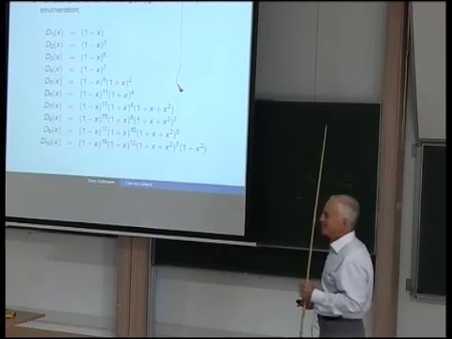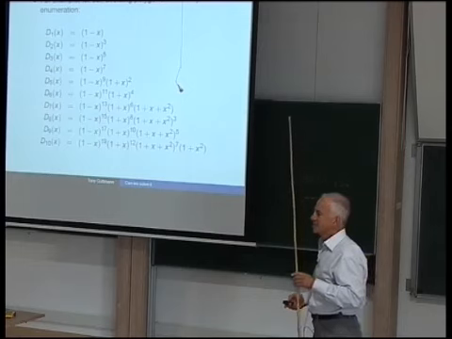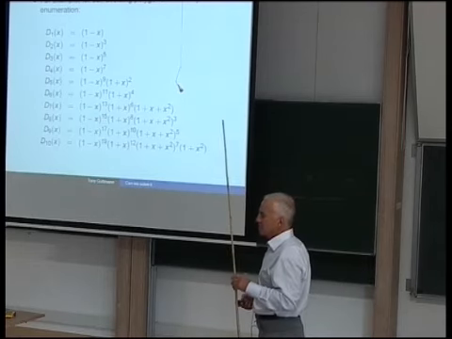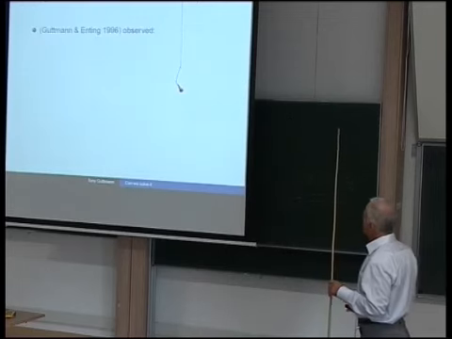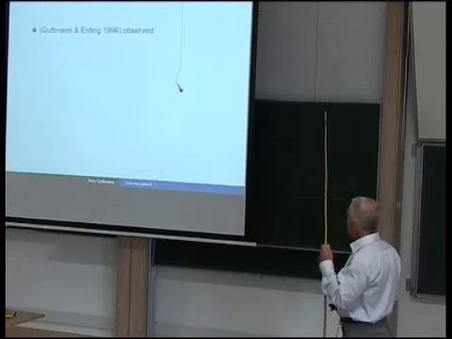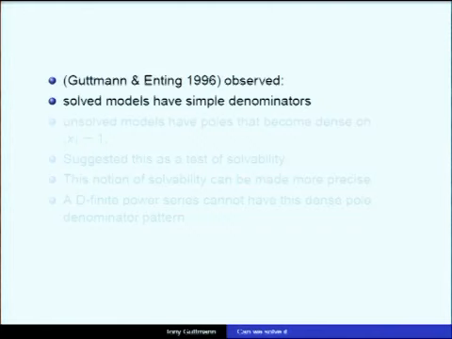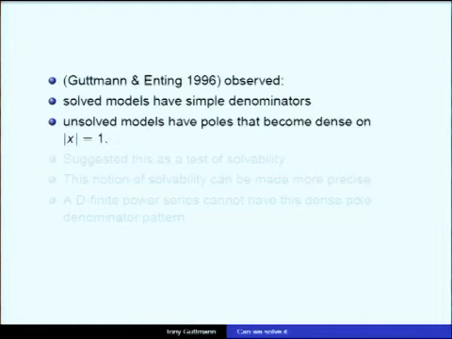You have a conjectured closed form expression for the denominators, but not proven. Yes, we have a proof in some cases as well. So way back in '96, Ian Enting and I made the observation, based on these numerical experiments, that solved models have simple denominators and unsolved models have poles that become dense on the unit circle. And we suggested this as a test of solvability in some sense.